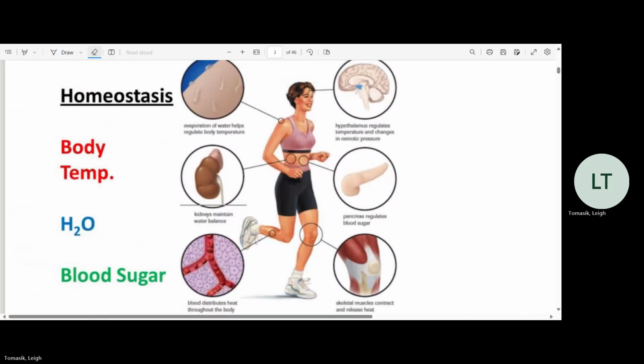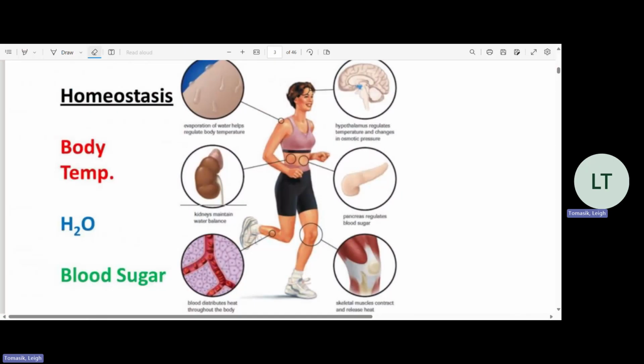It will send messages to your pancreas. Your pancreas makes hormones such as insulin and glucagon. Insulin and glucagon are two hormones that maintain the correct level of blood sugar. Okay, so that is working to keep enough sugar in this woman's blood so that she can continue jogging, right? So her muscle cells are rapidly using the sugar to turn into energy to keep her moving.